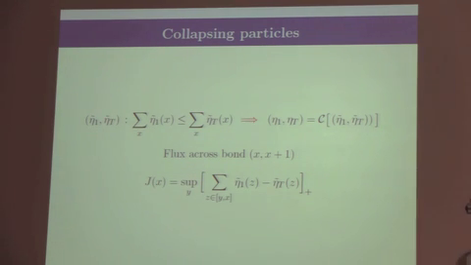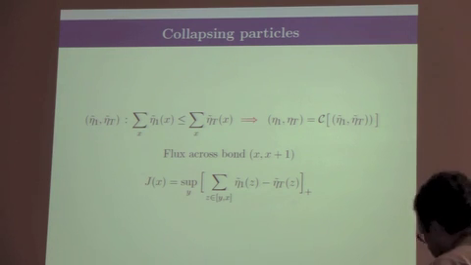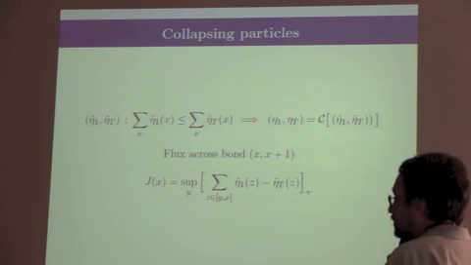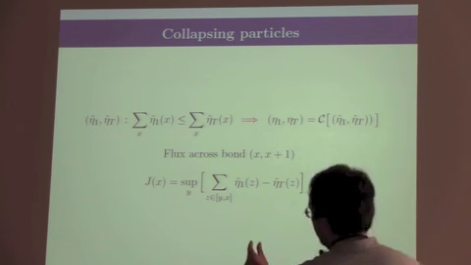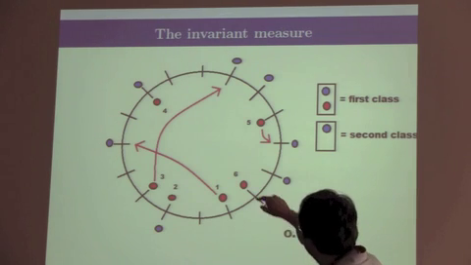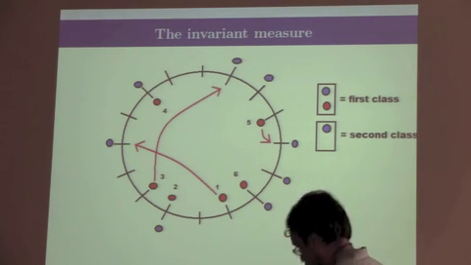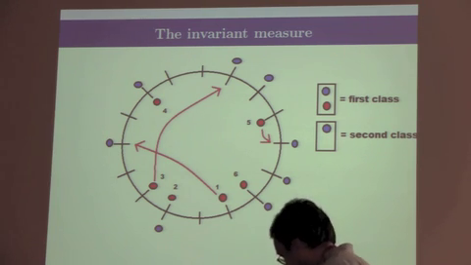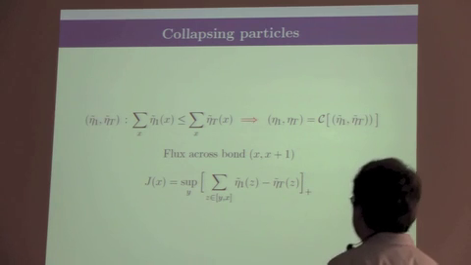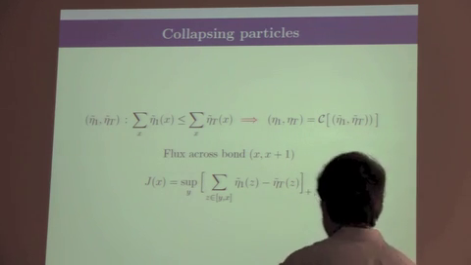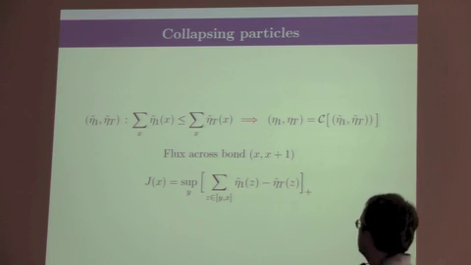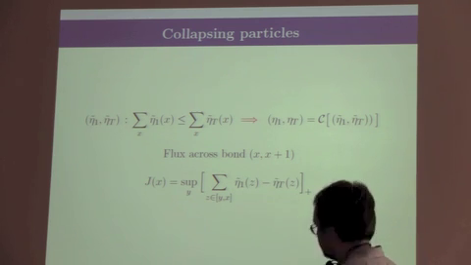Then what you can prove about this construction is that the result is independent of the label that you give to the particles. And if you are sitting on a bond of this ring and you count the number of red particles that are passing through it, you get an expression like this: a supremum, a sum over all the intervals that are suitably oriented with respect to the flux that you have, and this is a positive part.